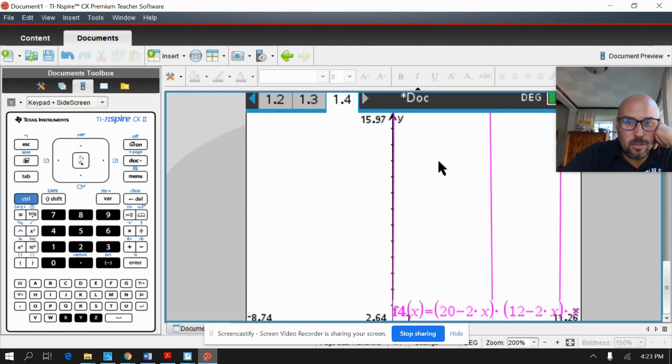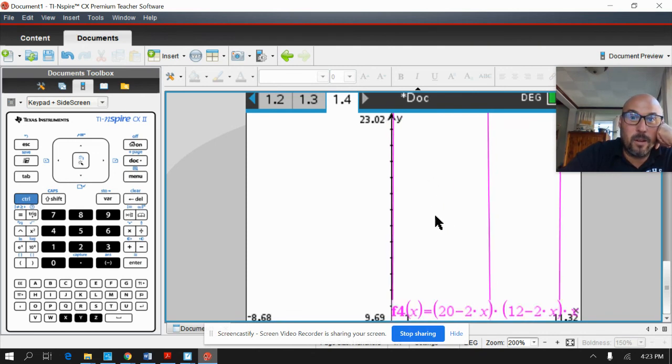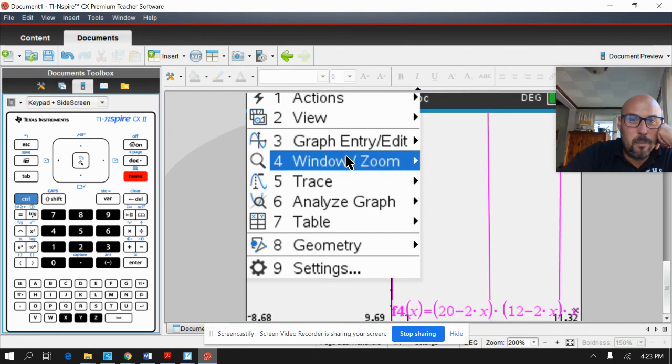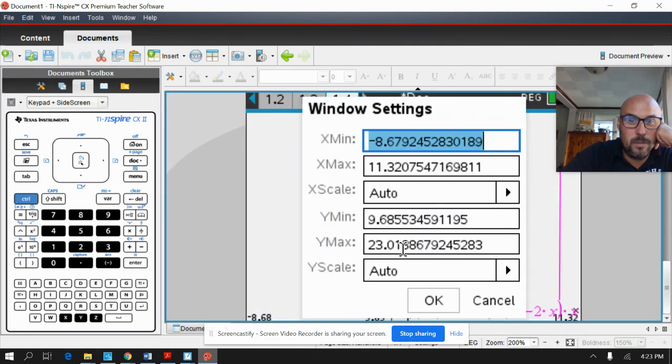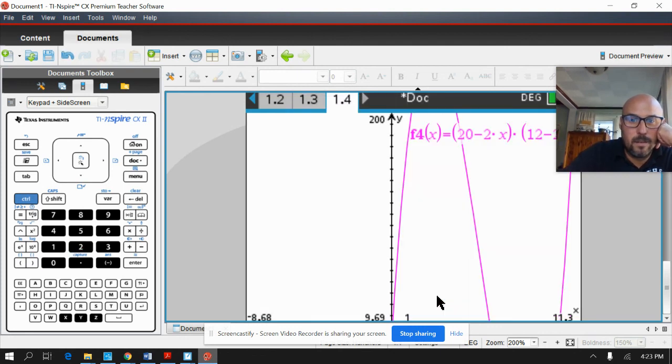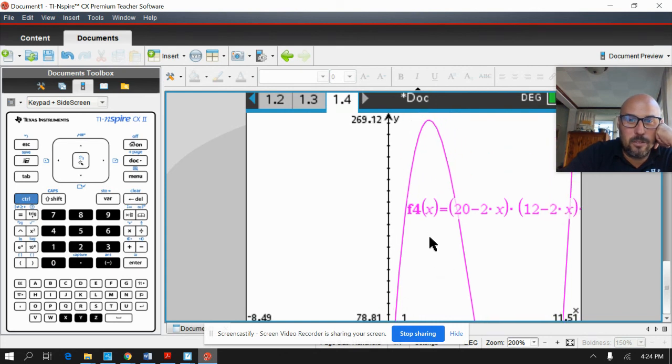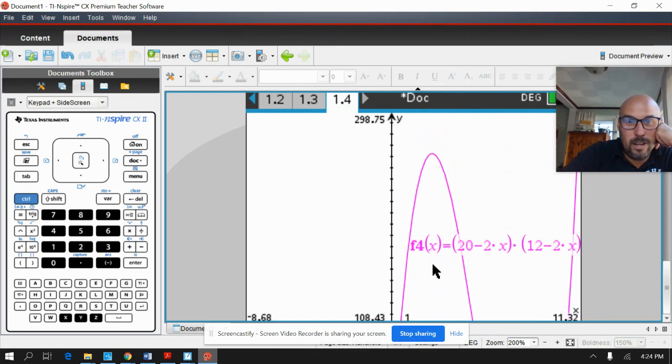And now I don't want to drag up. I want to see what's way up there. So I go to my menu, my window settings, and I want to change my Y maximum to, let's try 200 again. No, not quite, but close enough. I can kind of drag it up. If you have an 83 or an 84, you'd have to go back to the window and change it from 200 to like 400. But there it is. And I find this maximum.